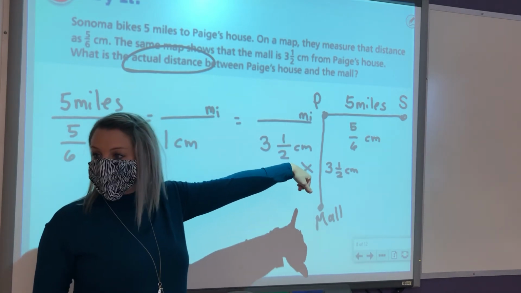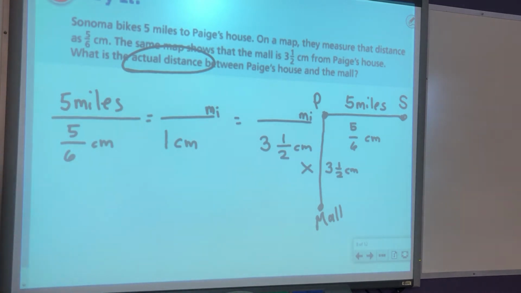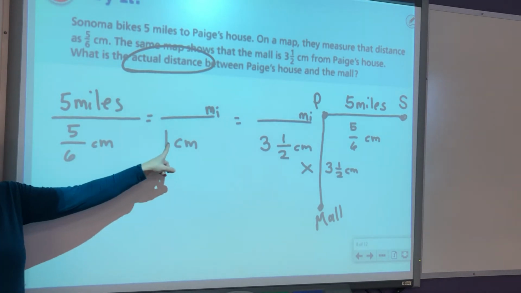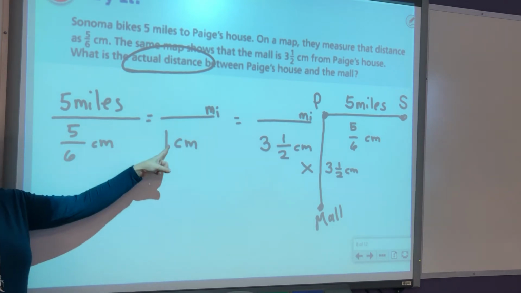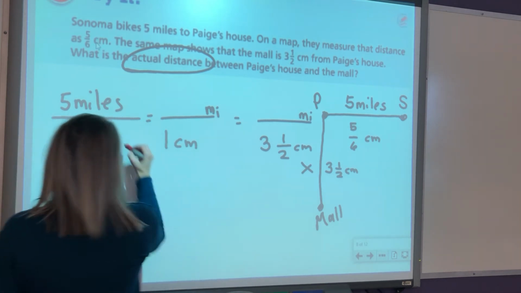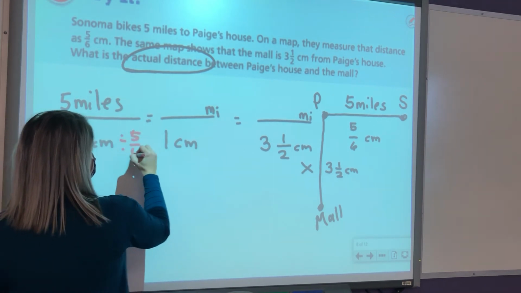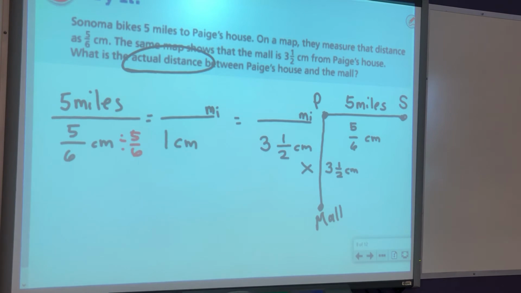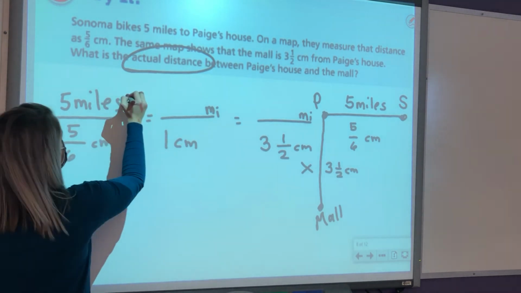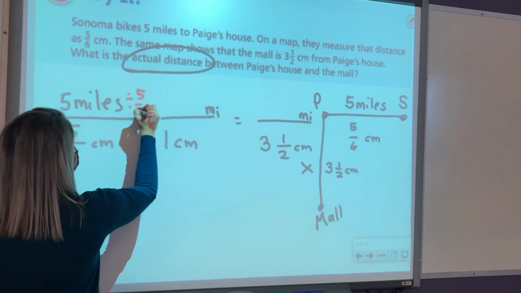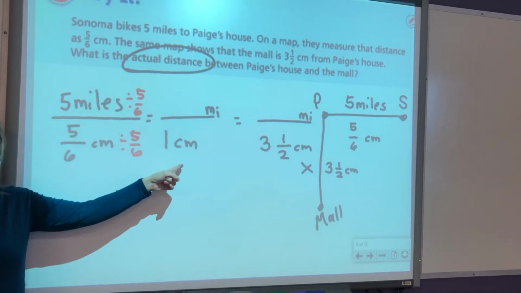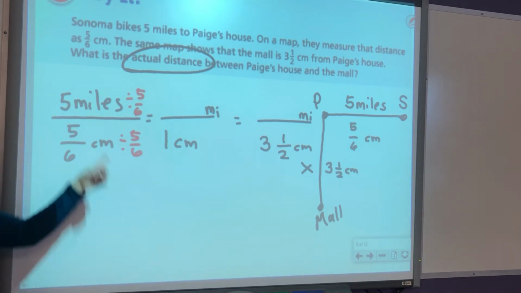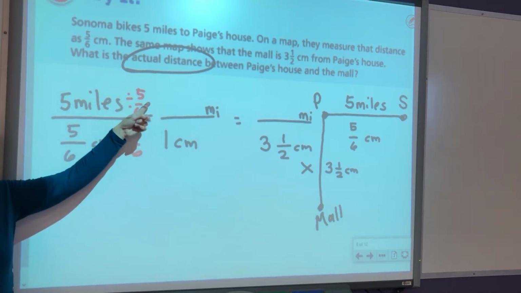So, how do I get from 5/6 of a centimeter to 1 centimeter? Divide by 5/6. Okay, divide it by itself. Anytime we need to get back to 1, we divide by itself. So I'm going to divide this by 5/6. What else do I need to divide by 5/6? Very good, the numerators. Okay, so in your calculators, 5/6 divided by 5/6, we know that's going to be 1. So we also need to do 5 miles divided by 5/6.